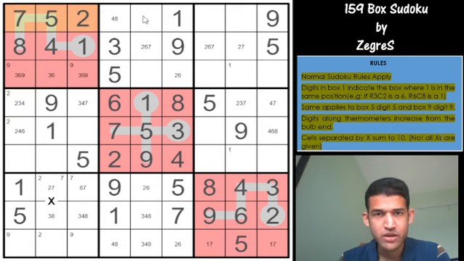Okay, let's look at row 1. We have 2, 5, 7, 1 and 9. So we need 3, 4, 6, 8. This would be 4, 6, 8. This is 3, 4, 6 and this is 3 and 8.